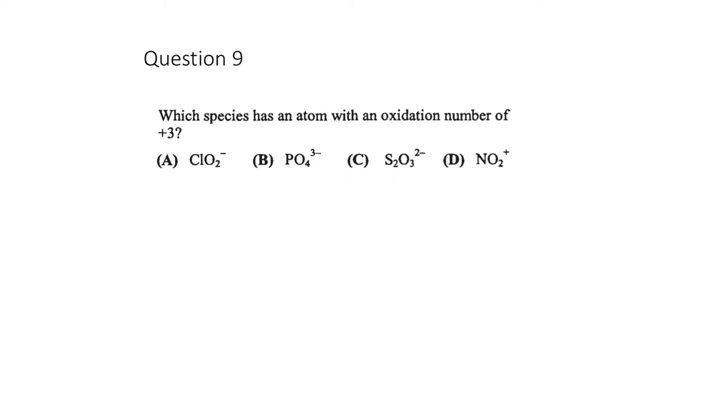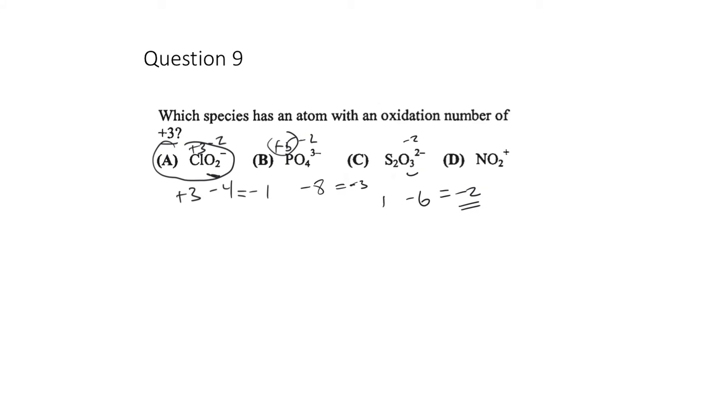Question 9, which atom below has an oxidation number of plus 3? So minus 2, minus 4 for the 2, minus 1 overall has to go plus 3. So actually the first one is plus 3. And then the second one, minus 2 is minus 8. To go to minus 3 overall would be plus 5. S2O3 2 minus goes to minus 6. To go to an overall charge of minus 2, we have to have a plus 4 for the 2 sulfurs.